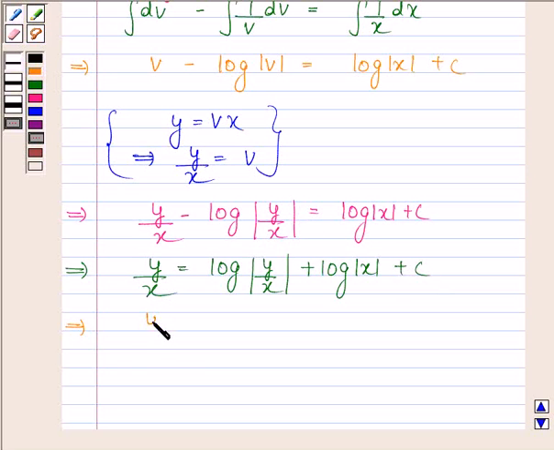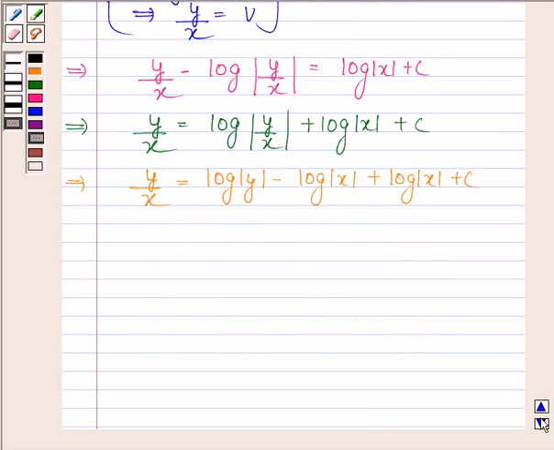This implies y by x is equal to log mod y minus log mod x plus log mod x plus c. This implies y by x is equal to log mod y plus c.